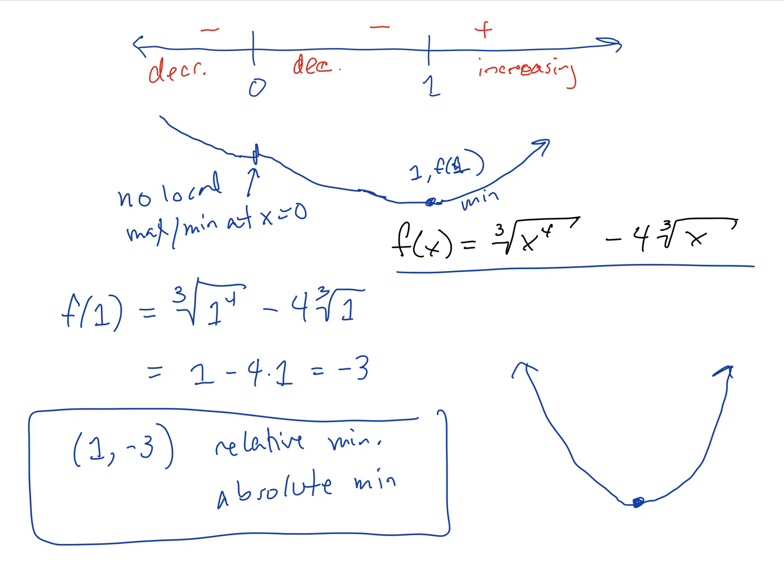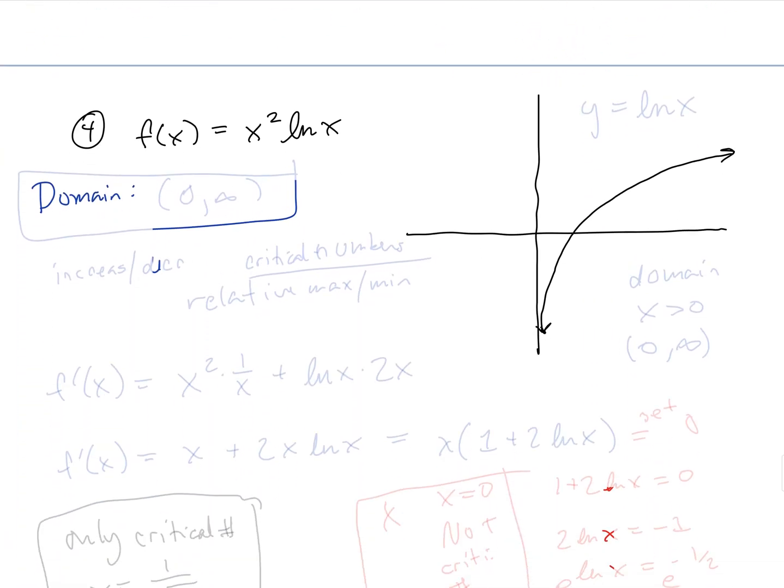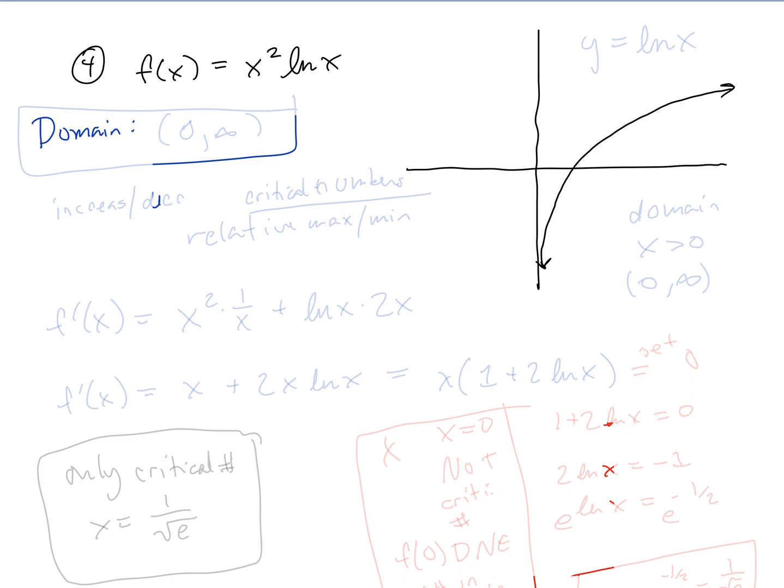Okay, last one. F of x equals x squared times the natural log of x. First, we're asked for the domain, the set of all input values that give a real number as an output. So over here we have the graph not of x squared natural log of x, but just of y equals natural log of x. So remember that the domain of natural log of x is just the positive real numbers. So the domain is x greater than 0 or 0 to infinity, open interval. So that is our domain.